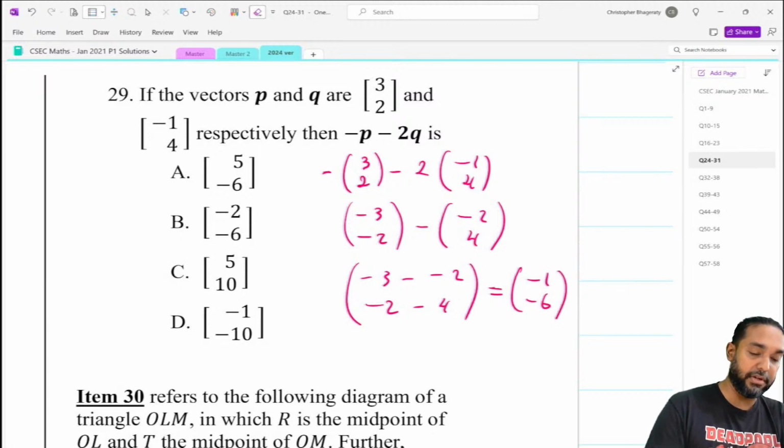So that's none of the options there. Because 2 by 4 is 8, Christopher. So -1, -10. Right, yeah. All right, so, you can do one more time? Yeah. So if it's minus P, hold on, give me one second.